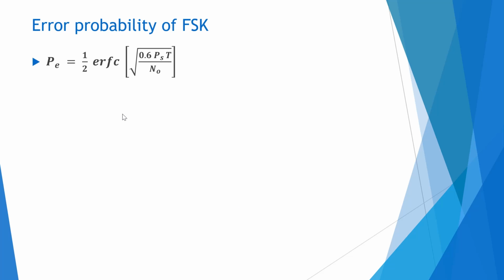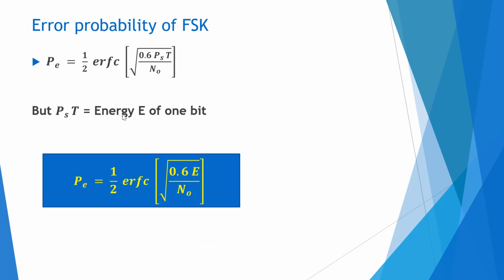Now about the error probability. It is nothing but half of ERFC under root of 0.6 PSTB divided by NO. Already we have seen the error probability of the matched filter, and with reference to that, by calculating the maximum signal to noise ratio and solving, we can easily find the probability of error, that is half of ERFC of 0.6 PS of T divided by NO, whereas PS of T or TB is the energy E of 1 bit.